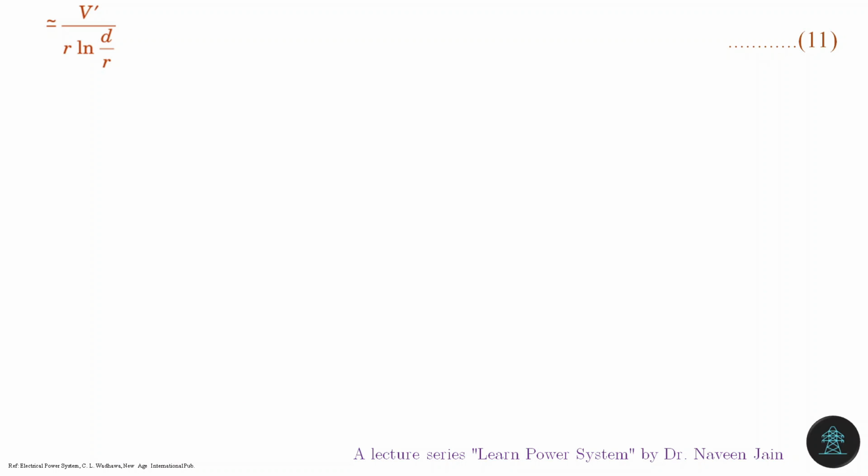So, equation number 11 is V dash upon r log d upon r, and arranging the terms as it is shown in equation number 12. This equation is very important where no factor related to weather or no factor related to the conductor surface are included. So it is a very simple expression without including any weather and conductor related factors.